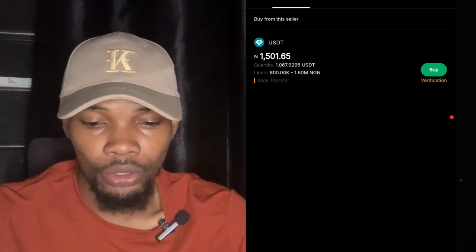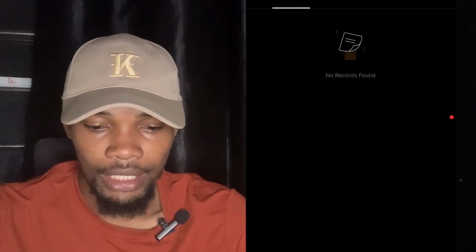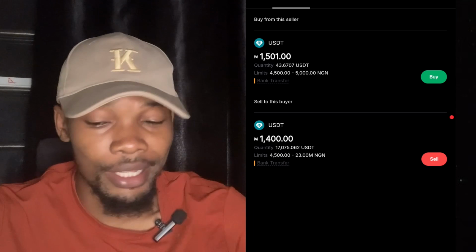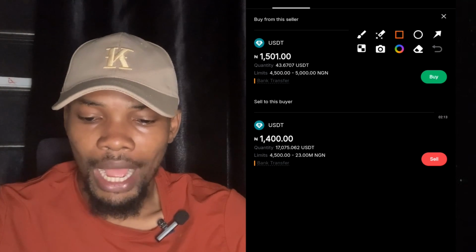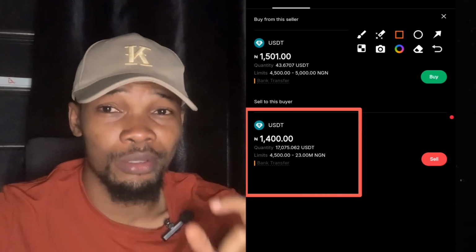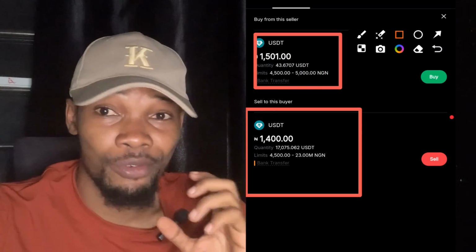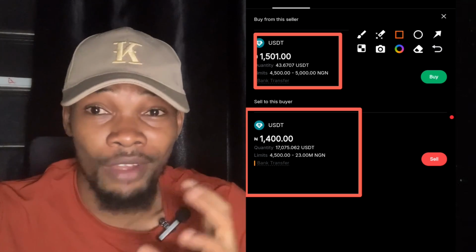Okay, this guy did not display his buying rate. Let's see if this guy displayed his own buying rate. Okay, this guy displayed his own buying rate, and his buying rate is 1,400. How come merchants are buying USDT at the rate of 1,400 nairas and selling at the rate of 1,500 nairas when the normal price of USDT is 1,500?